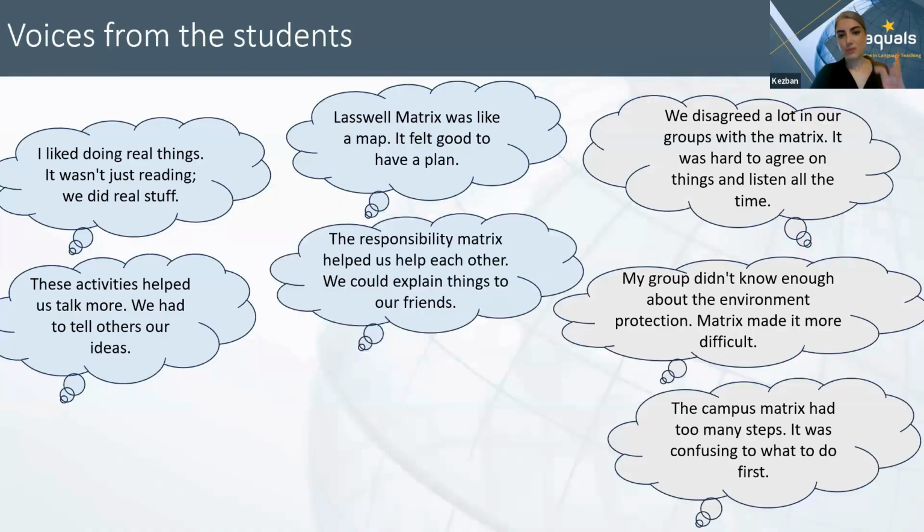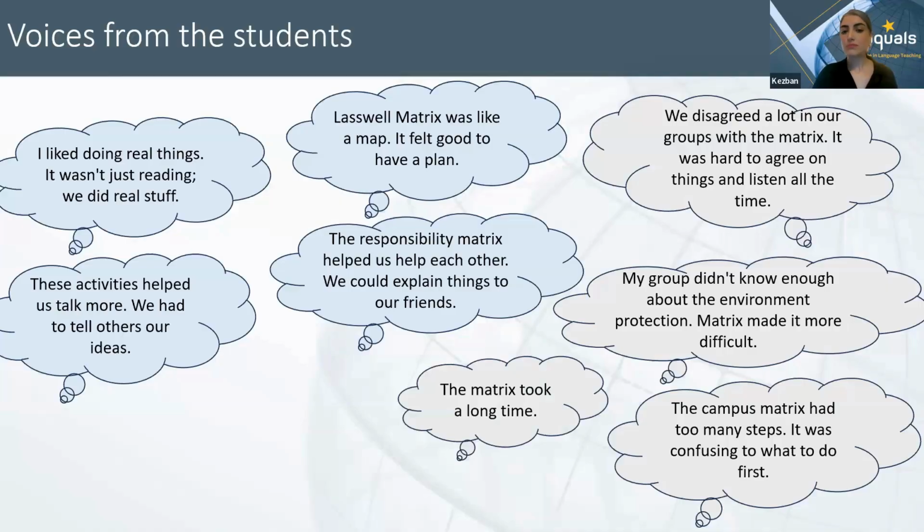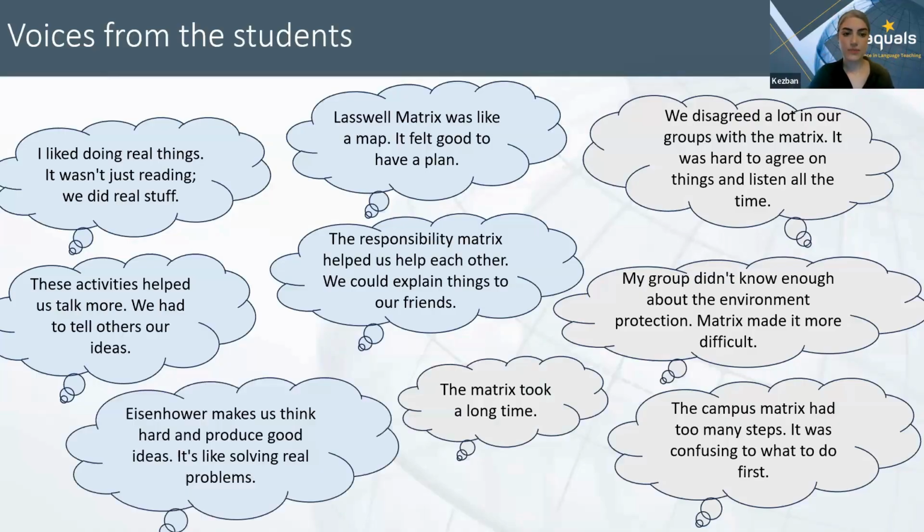But they said the responsibility matrix, RACI, it refers to, helped us help each other. We could explain things to our friends. It was good that they had this opportunity to support each other in the process. And this was one of the things they suggested as an improvement in the use of these tasks. They said it took a long time. Yes, obviously, because of these steps and the procedure itself, it took a long time.